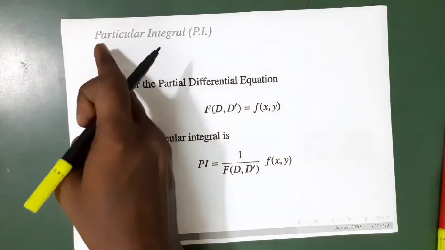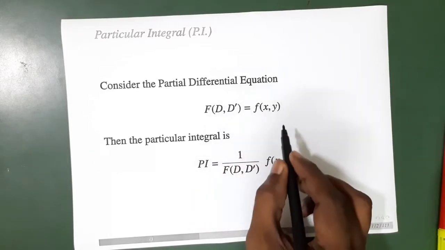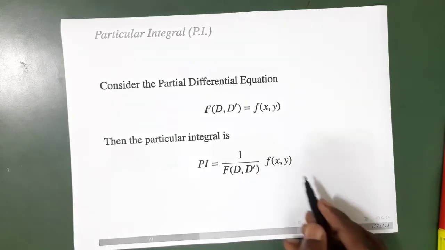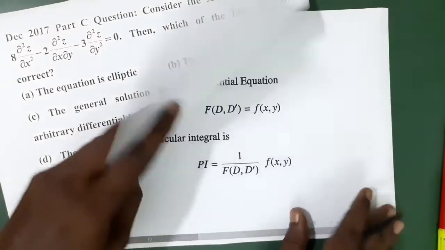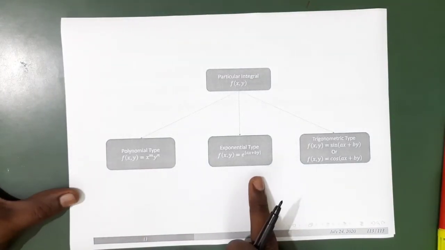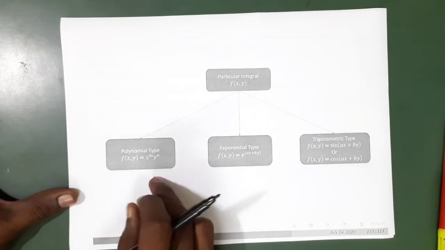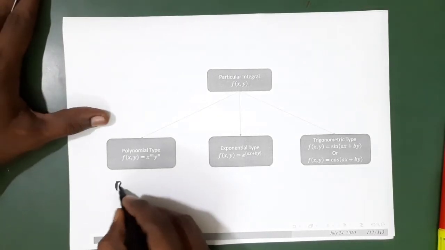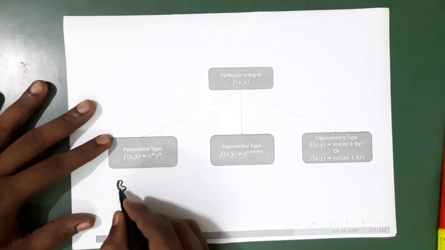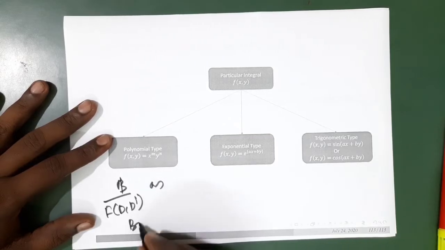And also we can find the particular integral. For f of D, D dash z equal to f of x comma y, the particular integral is 1 over f of D comma D dash into f of x comma y. This f of x comma y we discussed in 3 categories: one is polynomial type, another is exponential type, and the last one is sine cosine. So for this we have to write 1 over f of D comma D dash as a binomial expansion.